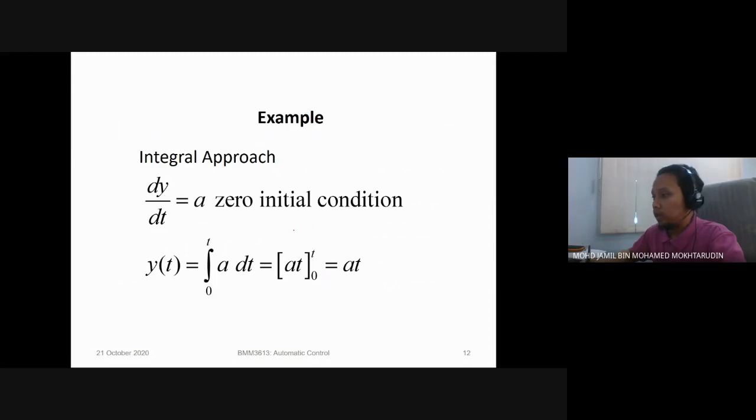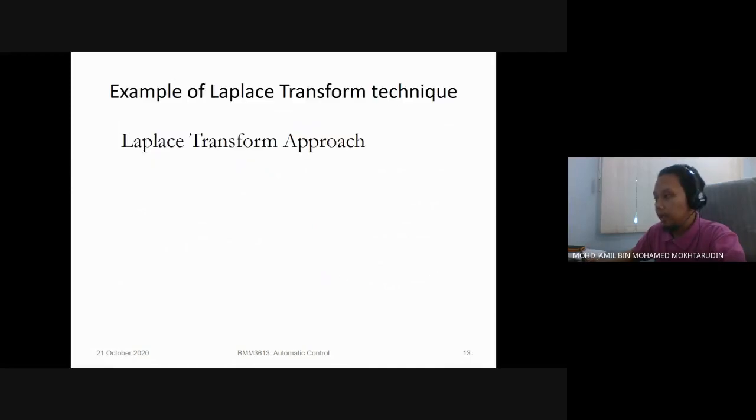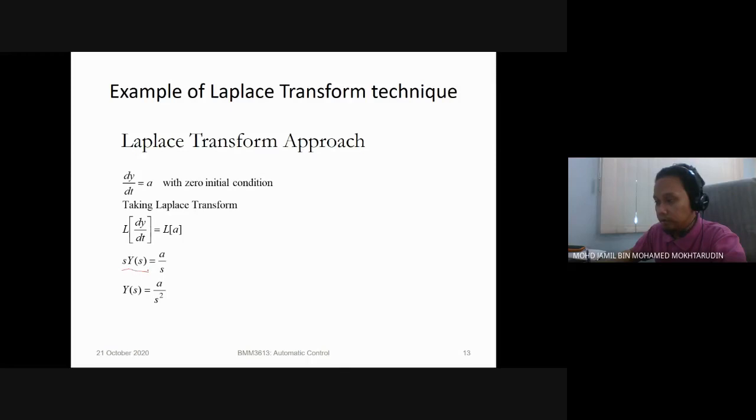Okay, this example shows how they calculate the differentiation of A using the integral approach. So dy dt equals A. To get y, basically you integrate A, so you get A times t. But if you use Laplace transform, you can simply convert dy dt into s times Y(s). This is the differentiation theorem just now. And A becomes A over s, okay? So why A over s? Because here it's A times u(t), okay?